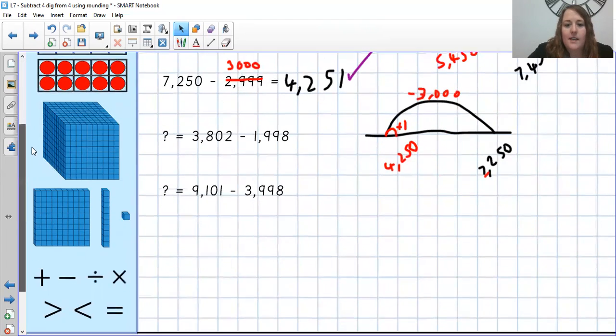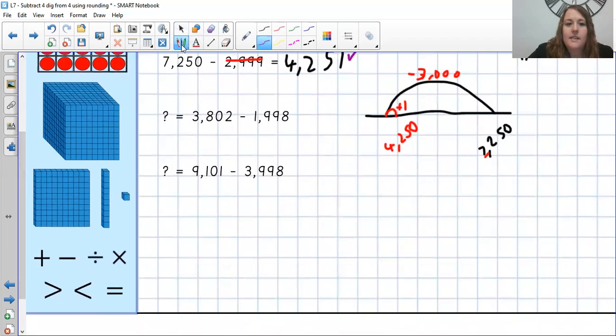Okay, going to move down slightly for the last two questions. Something is equal to 3,000. Oh, I don't want that in purple for now. I'm going to say that again. Something is equal to 3,802, and we are taking away 1,998. Now, again, that's not an easy number to work with.